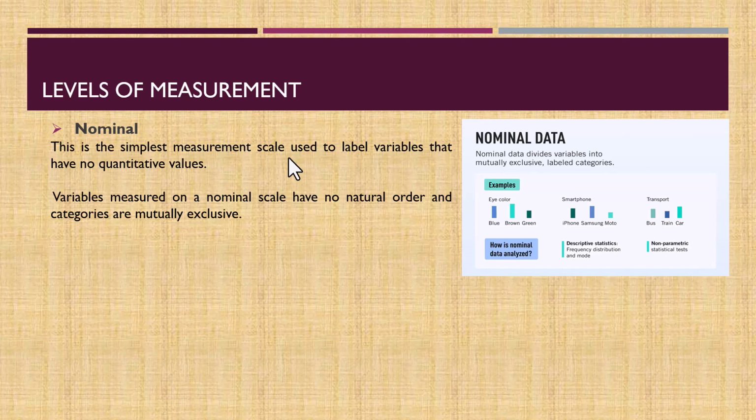When I say mutually exclusive, I mean, if I'm looking at eye color here, eye color may be blue, maybe brown, maybe green, and they don't follow any kind of order. Green may come first, brown second, blue third. Brown may come first, green second, and blue third, or blue first. So when someone has blue eyes, he cannot have brown eyes. If someone has green eyes, he cannot have blue eyes, which means the categories are mutually exclusive. We don't have any kind of intersection.